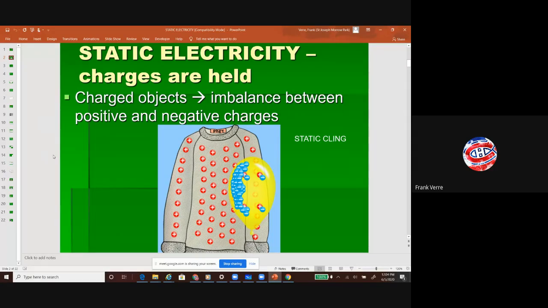Static cling is, for example, exactly what the balloon and the sweater show. You've all experienced that. Last time I mentioned that when you take a sweater off, you can feel the static energy, and things attach to other things. The reason they attach is because they have a difference of charge, kind of like what you're seeing in this picture.